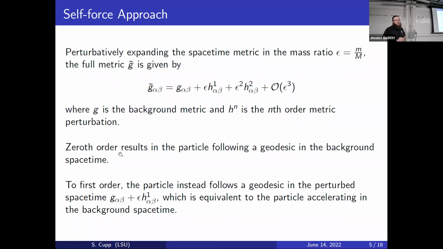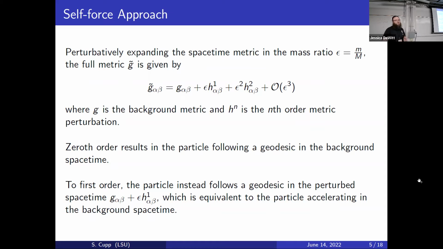So at 0th order, this is going to be a particle that's following a geodesic in the background spacetime. To first order, the particle instead is following a geodesic in the perturbed spacetime, this g plus epsilon h, but this is equivalent to the particle accelerating in the background spacetime.